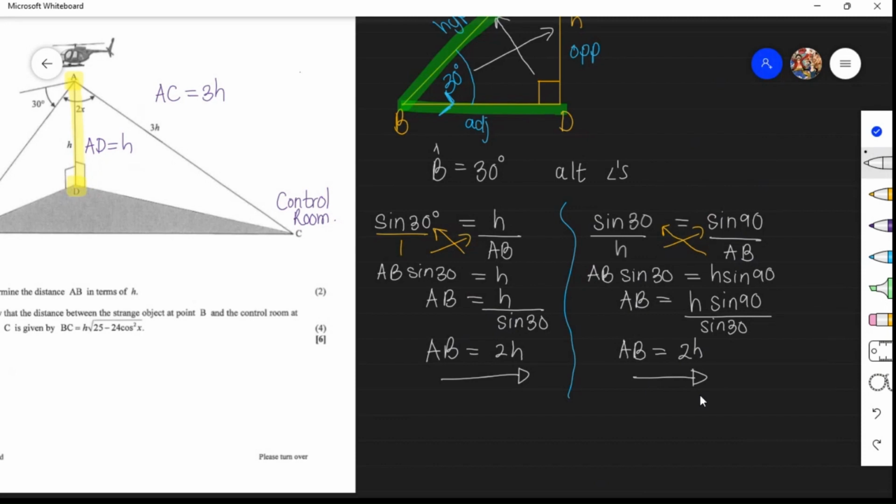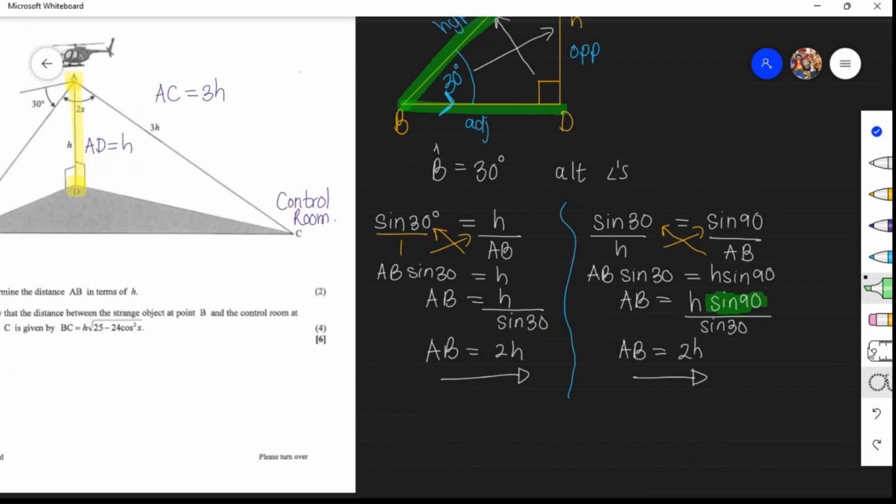So you get the same answer irrespective of which method you use, because both methods are basically the same thing. The only difference is that here we show sine 90, whereas in the first method we didn't show sine 90, because we know that sine 90 is just 1. So if we were to substitute 1 in place of sine 90 over here, it would look exactly like this, because h times 1 is just h. So it would then be h over sine 30.